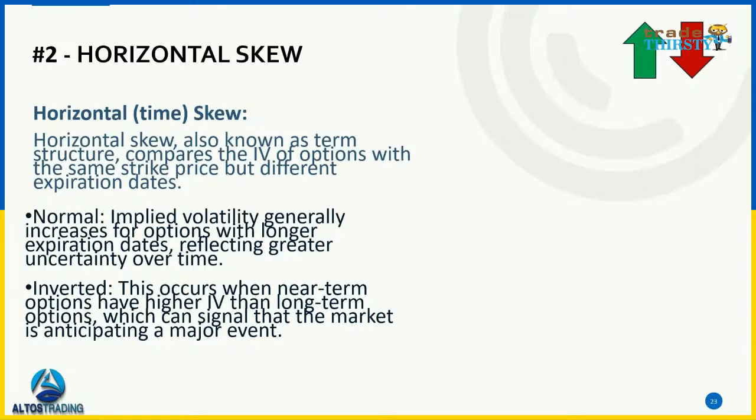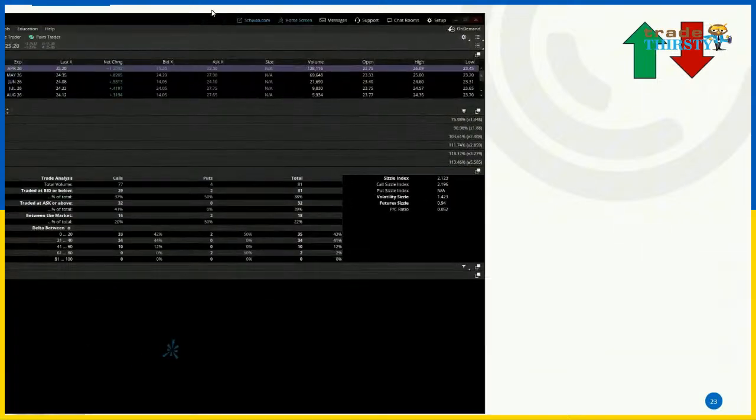When you're in an inverted time skew, we call this backwardation, right? Your near-term options will actually have higher IV than long-term options. And in fact, we're in backwardation right now in the vol futures. I'll just show you that here real quick. Let me drag this over.